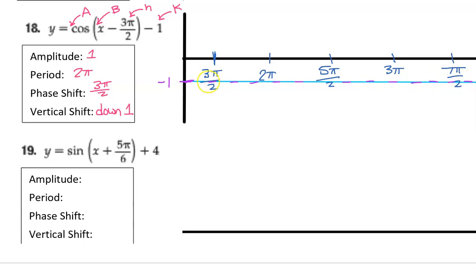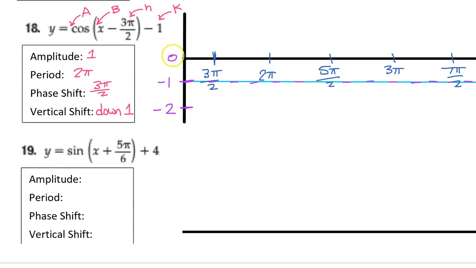Now the amplitude will tell us how far above and below the midline the graph goes. The amplitude is 1, which means the graph will go 1 above and 1 below the midline. Well, 1 above the midline, we're at 0. If I go 1 below the midline, so I'm going to need another mark here, I'm going to be here at -2. Always label the y-axis.